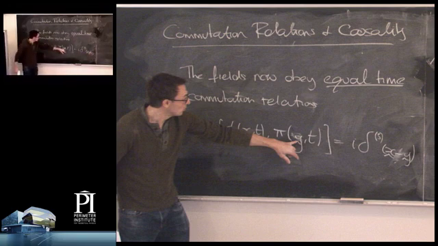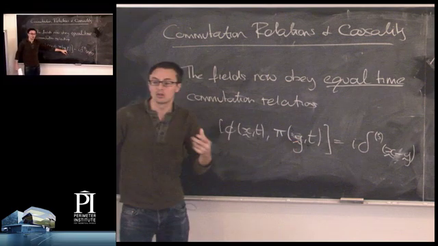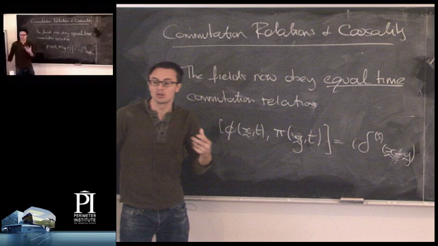Okay, so x and y are different, but the times are the same. We've got no information at the moment to tell us how an operator at one time interacts with an operator at a different time. Okay? So we've still got this slight residue of the fact that we weren't working in a manifestly covariant or Lorentz invariant fashion, lurking in the commutation relations here.